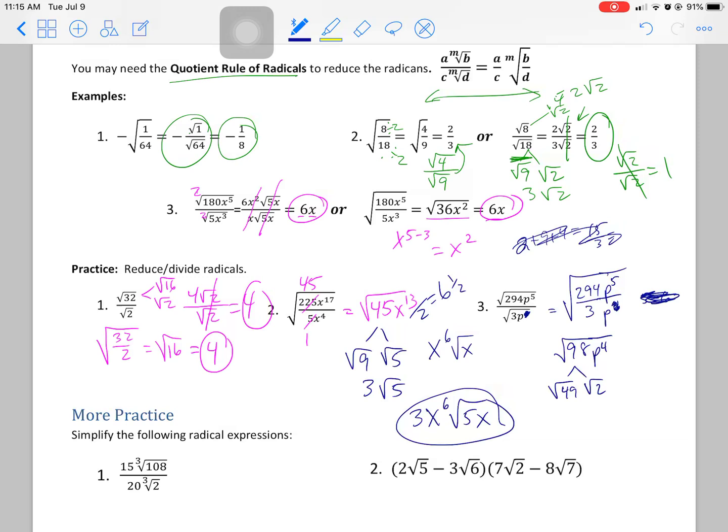And P4 is 2. So my final answer is 7P2 square root of 2. All right, so that was a typo. I will fix that.